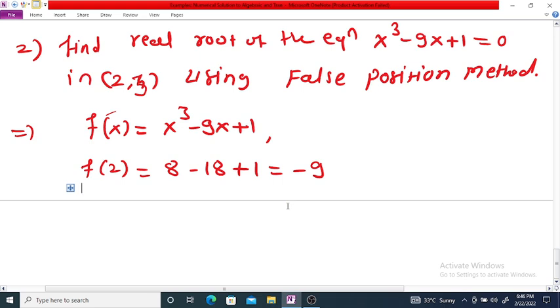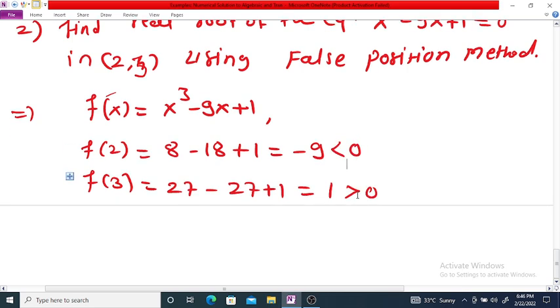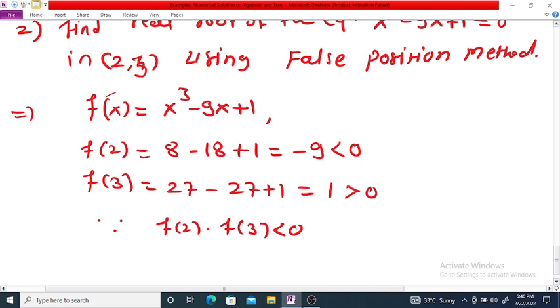So f of 3 is equal to 3 cube, that is 27, minus 27 plus 1 is equal to 1, which is greater than 0. So f of 2 is less than 0, and f of 3 is greater than 0. Now since f of 2 into f of 3 is less than 0, by the location of root theorem, the root of the given equation lies in the interval 2 to 3.